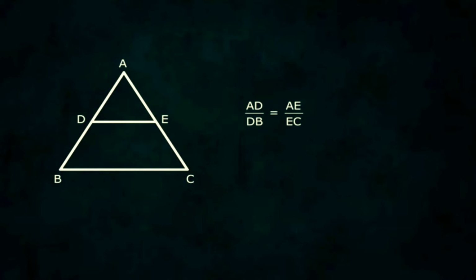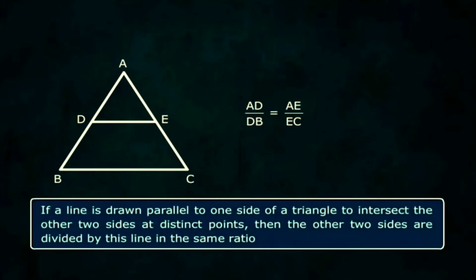Now, if I have to say in words, if a line is drawn parallel to one side of the triangle to intersect the other two sides in distinct points, the other two sides are divided in the same ratio. It is a very important theorem of triangles. As I told, it is given by Thales, and it is known as the Basic Proportionality Theorem.